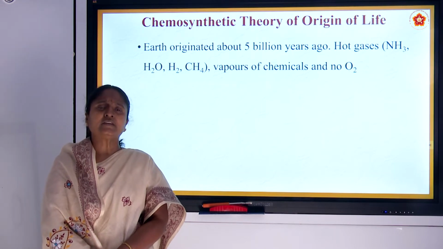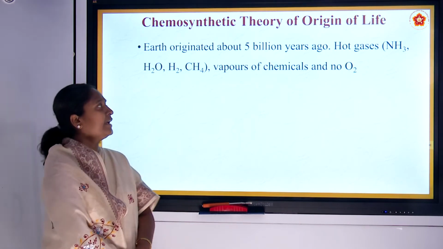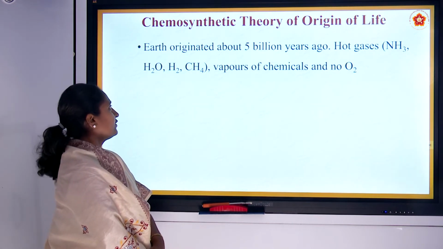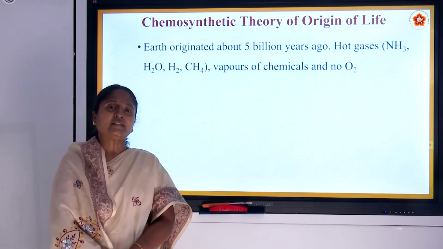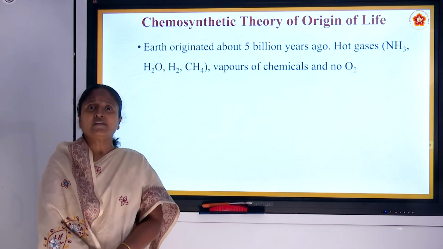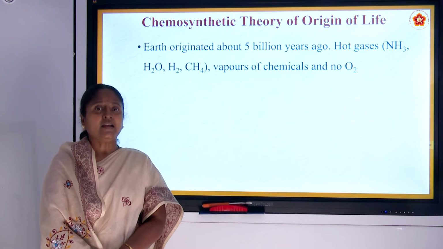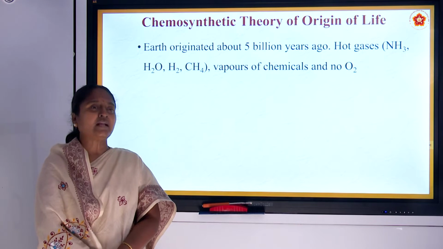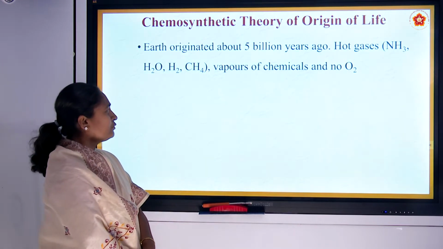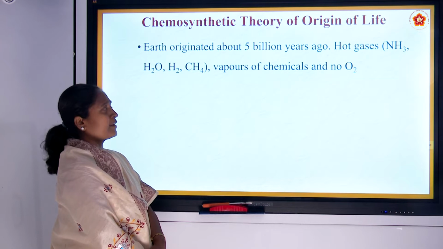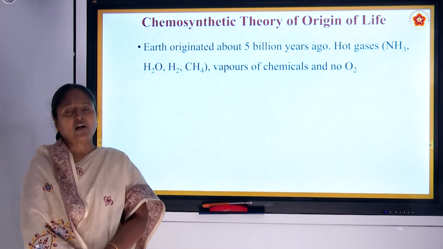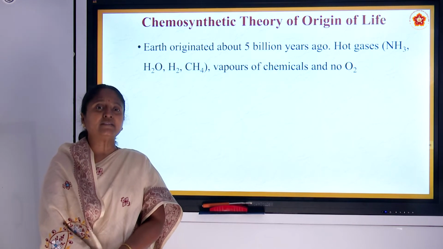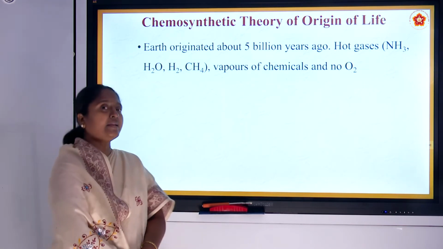So what are the different kinds of gases which were present? It had ammonia, water vapor, hydrogen and methane. These are the 4 important compounds which were present in the early earth. When it originated, it was extremely hot during that time, and other chemical vapors were also present, and there was no free oxygen in the environment. This was the condition 5 billion years ago.